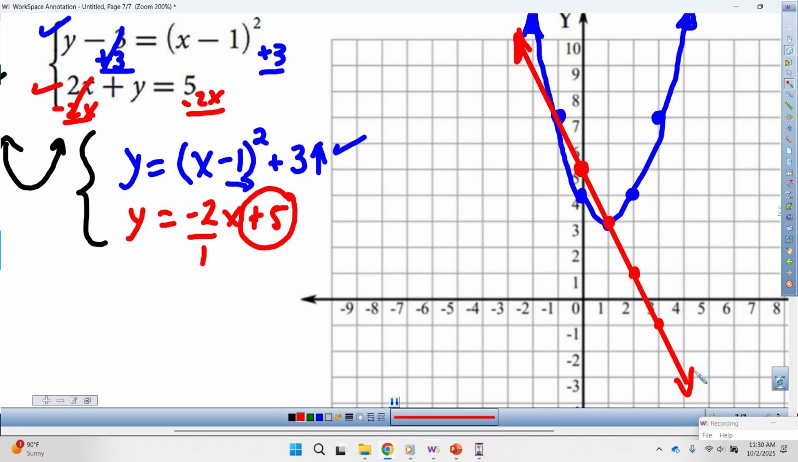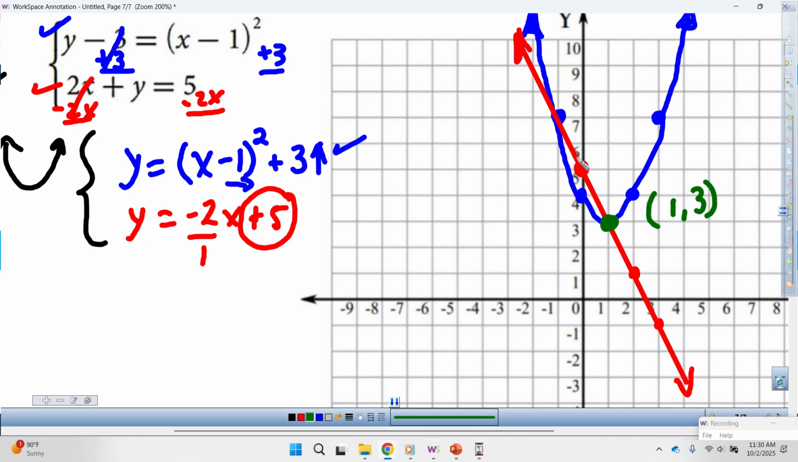Now looking at your graph, tell your neighbor, where are the two graphs intersecting? Should be 2 points, I think. Is that correct? So the first one, if you don't see it, look up. It's right here. I'm going to change it to green. And that point is 1, 3.